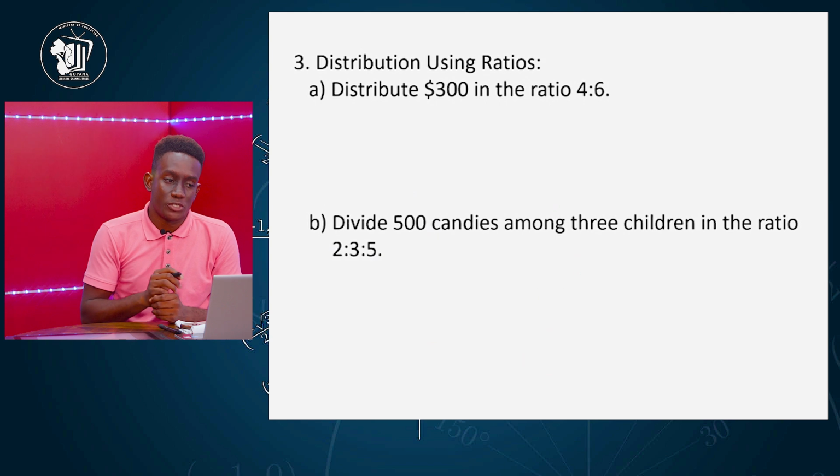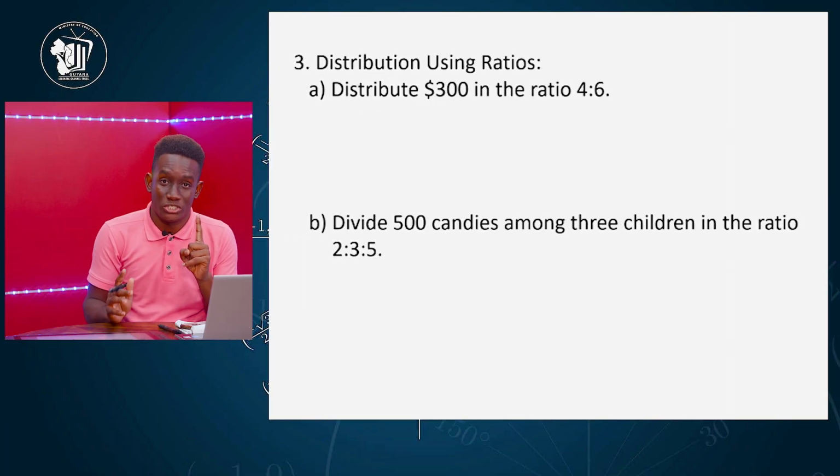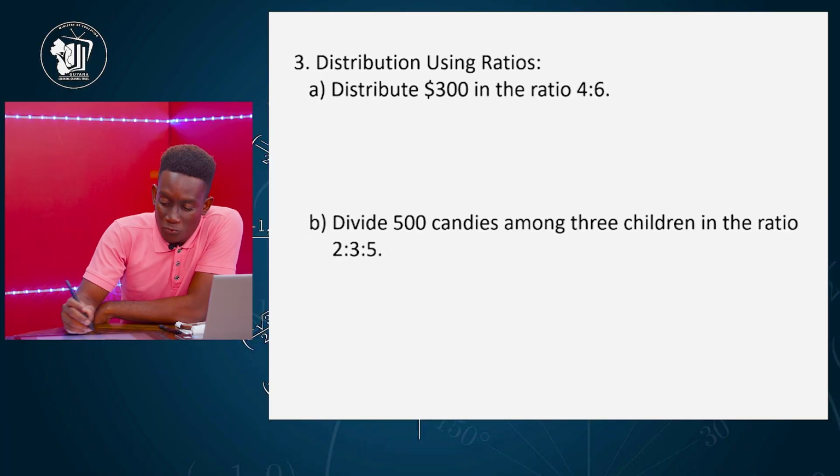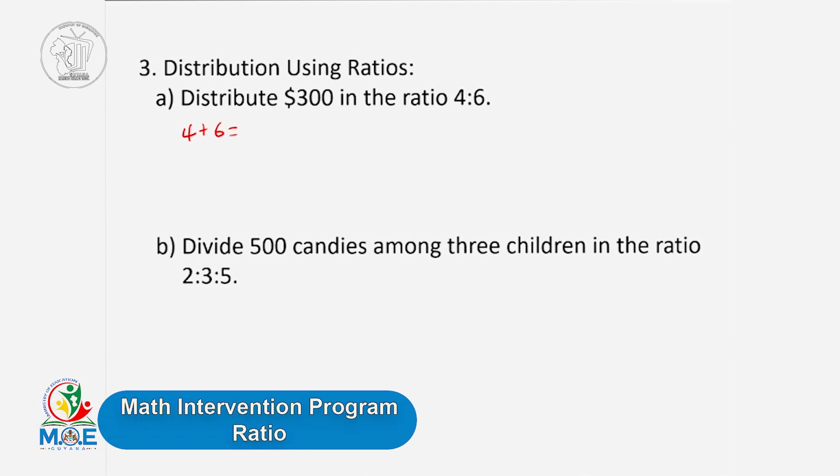Let's move on to some ratio questions. The first question says, distribute $300 in the ratio 4 to 6. The first important thing that we learned earlier in this video is that we need to discover the value of one share. We have the ratio 4 to 6, so the total share would be 4 plus 6, which is 10.